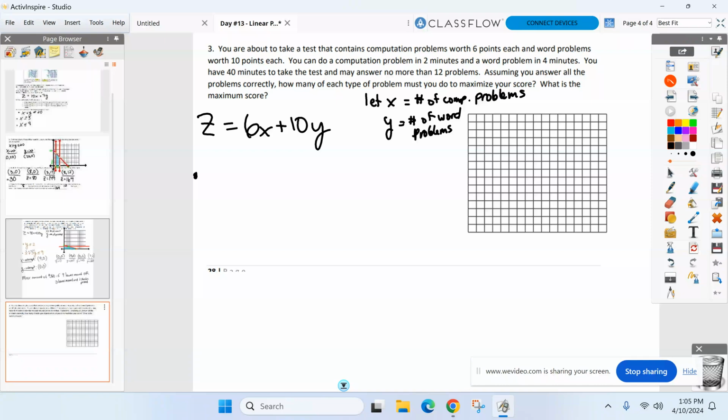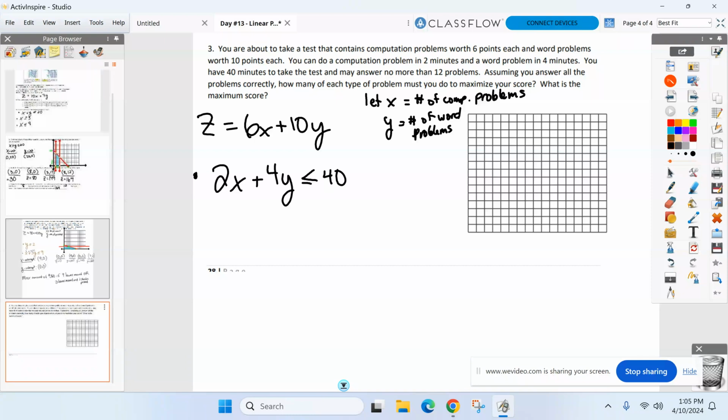2 minutes. Plus, how long does it take you to do a word problem? 4 minutes. But minutes total again, how much can I spend? 40. I only can spend 40. What's my inequality symbol? Less than? Can I spend 40? Or equal to. Yep. There's restriction number 1 with the minutes.